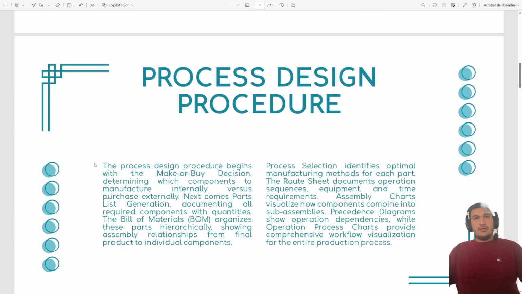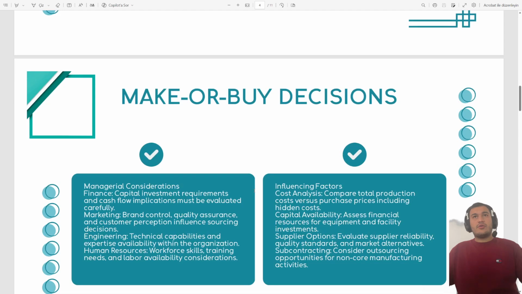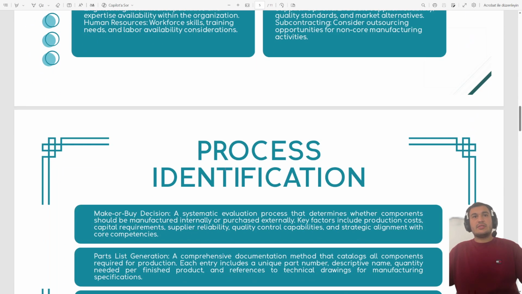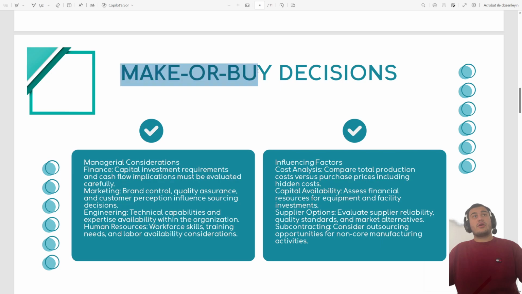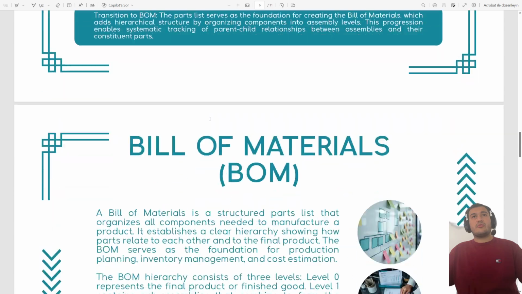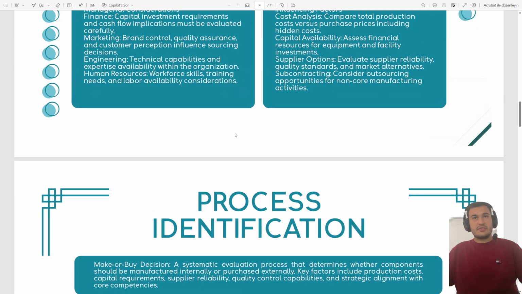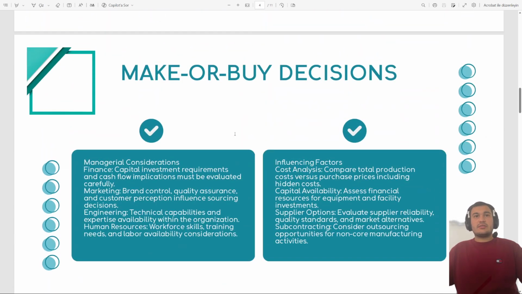First, we are going to check the process design procedure. Then we are going to look at make or buy decision. We will talk about this deeply. And last, we are going to check the process identification, bill of materials, and assembly tree format. Let's go with make or buy decision.